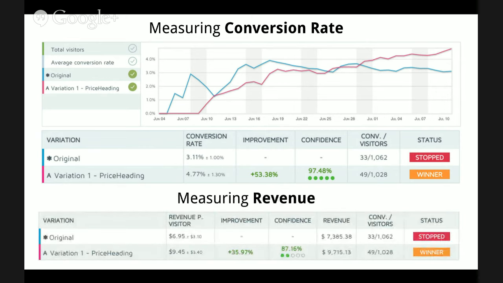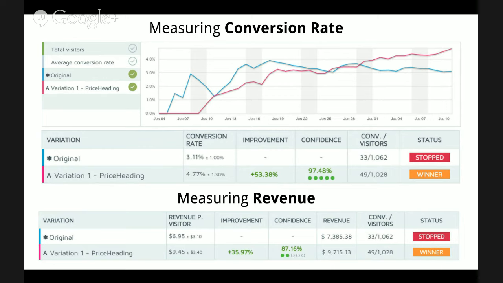So when we switch to measuring revenue instead of measuring conversion rate, the numbers are significantly different. Right? The improvement in revenue per visitor was actually only about 36%, not 53%. Right? So it's a third lower. And you'll also notice that the confidence level is only 87%, and you can't take that to the bank. Really, I look for 99% confidence before I think about stopping a test, right? So higher conversion rate doesn't necessarily mean higher revenues.